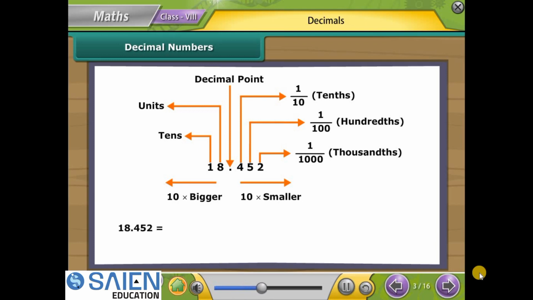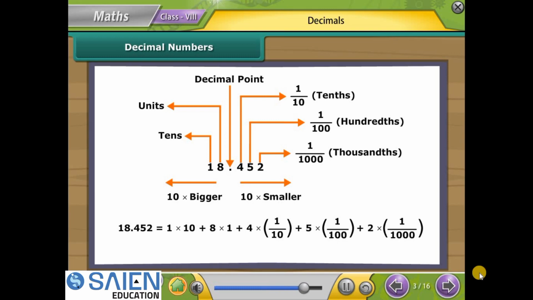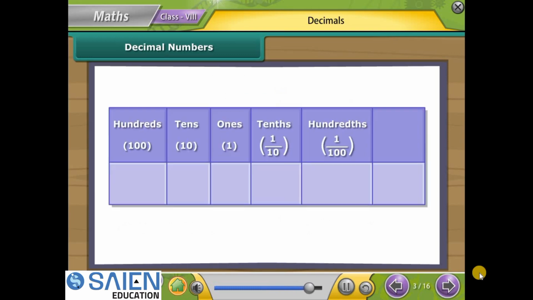The given number can be written in the expanded form as 1 multiplied by 10 plus 8 multiplied by 1 plus 4 multiplied by 1/10 plus 5 into 1/100th plus 2 multiplied by 1/1000th. Similarly, if we know the place values of each digit in a decimal number, we can write the number.